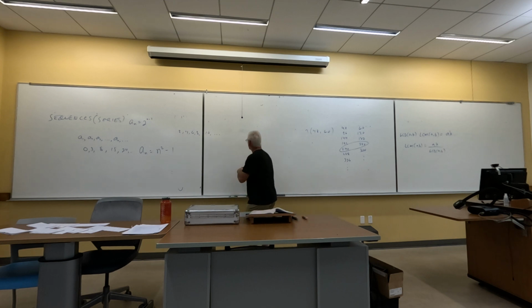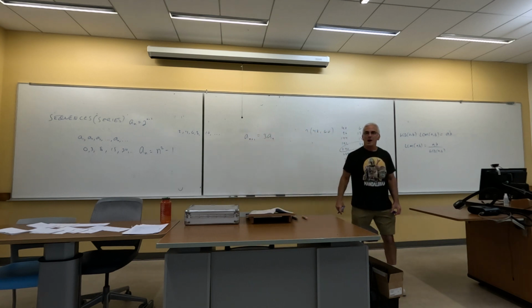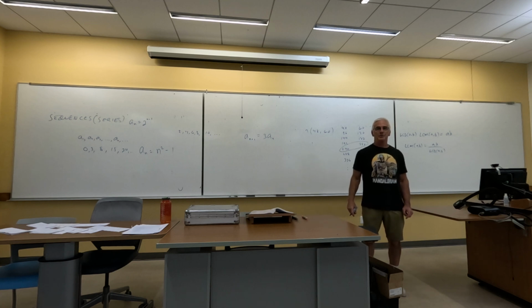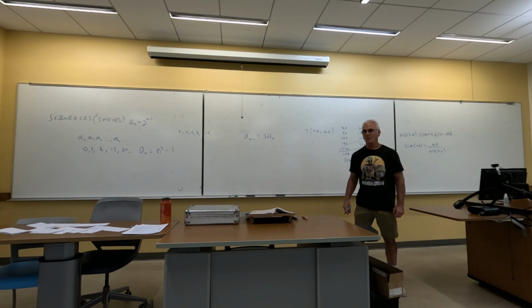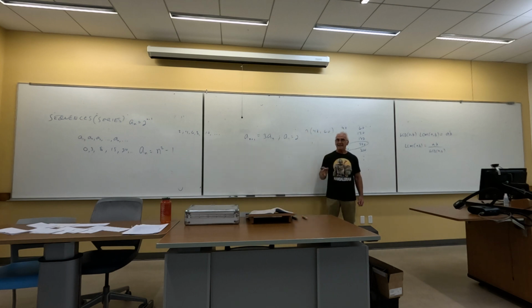A recursion would be something like this: a_(n+1) = 3 times a_n. Can you tell me the 100th number here? Well, only if I know the 99th number. Do you agree? And the first number is 2. I need a first number.